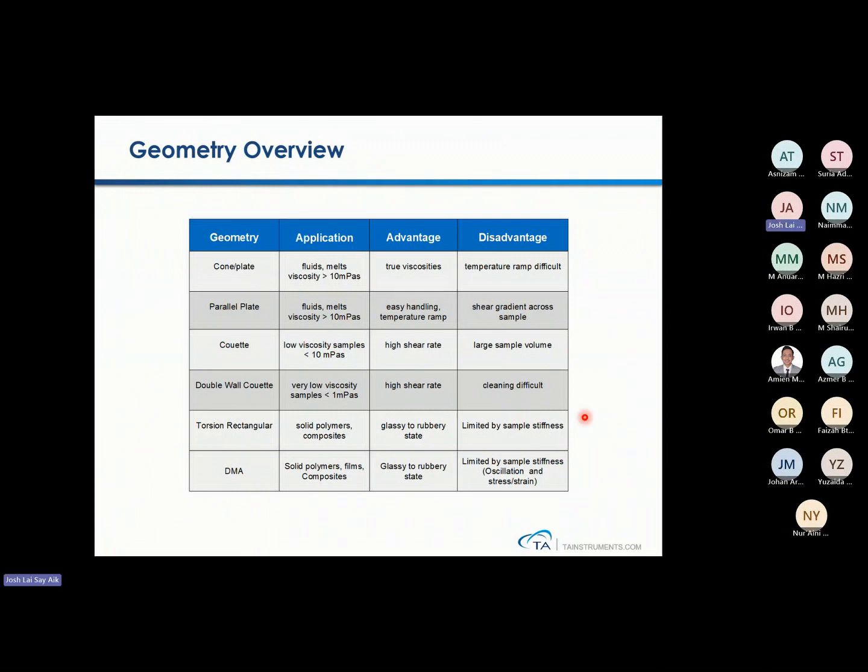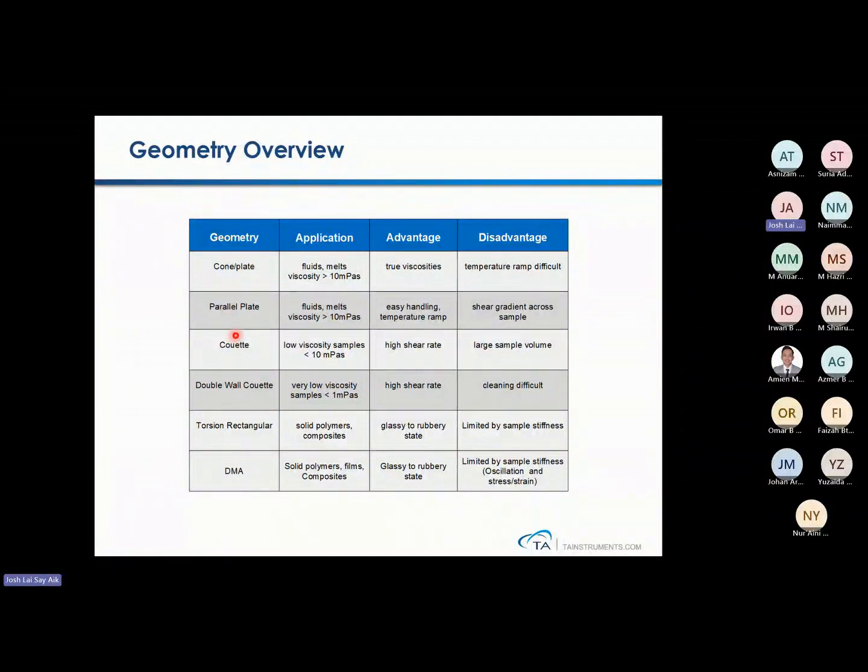So in the geometry overview, you have cone and plate, typically for true viscosity measurement or steady state viscosity measurement, typically for viscosity more than 10 millipascal seconds. But temperature ramp is difficult because you have different thickness, so you may have a lot of thermal lag when you change the temperature, like increasing 5 degrees C per minute. It can be difficult for cone and plate to do that.